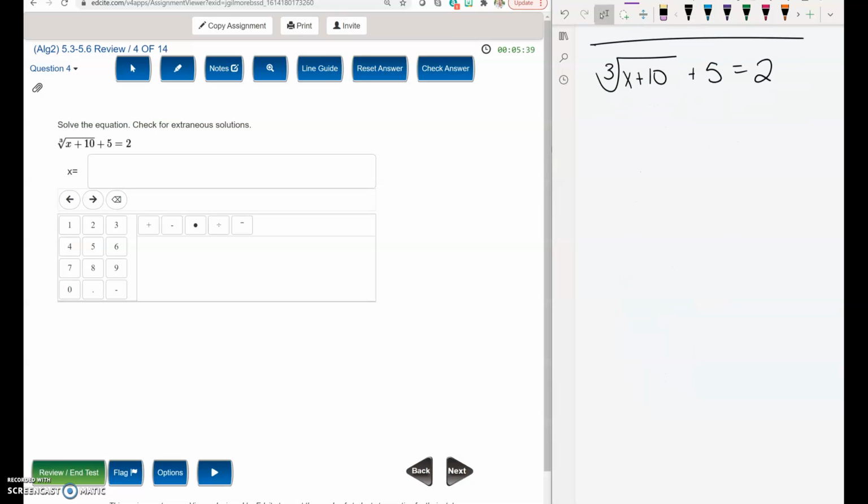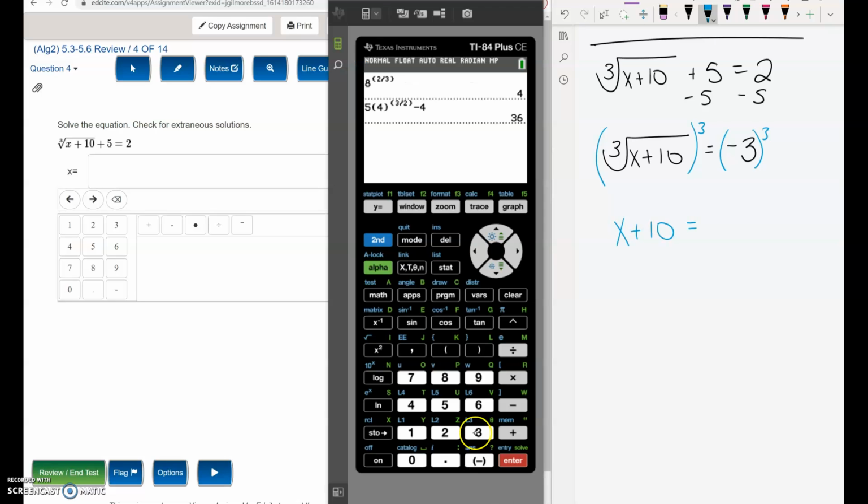On this next one, we are trying to get the radical by itself. So start by subtracting 5. We have the cube root of x plus 10 equals -3. To get rid of a cube root, you cube both sides, raise both sides to the 3rd. That will get rid of the cube root. And on the right side, you have -3 raised to the 3rd, which is -27.